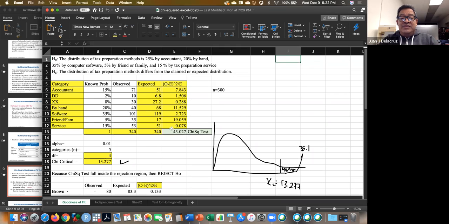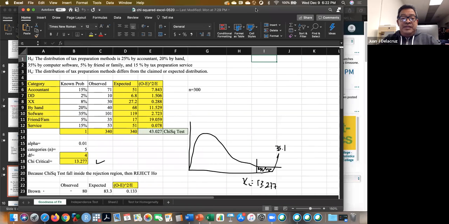So now I have my chi-square test. I'm gonna find the critical value. Remember, for the chi-square, I need alpha and the degrees of freedom. Remember, this is a right tail test. So I have this chi-square test and this chi-square critical. This chi-square critical is 13.27, and my chi-square is 43.